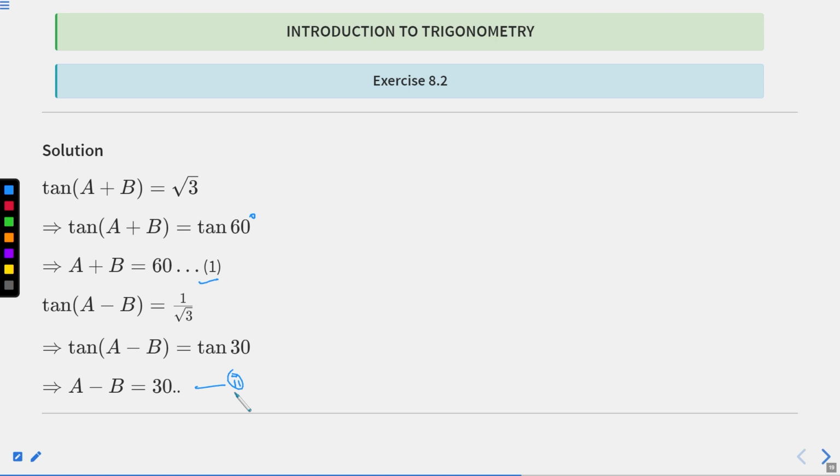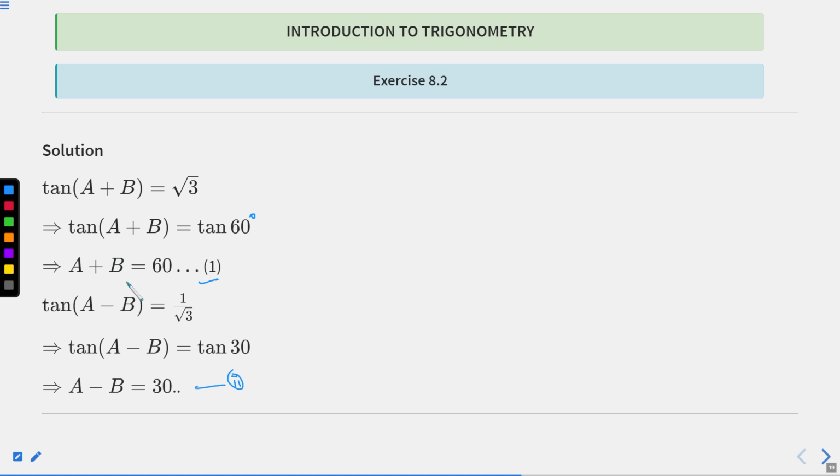So here basically we get two linear equations, and in our previous chapter, the pair of linear equations chapter, we have studied how to solve two linear equations. There we studied two algebraic methods: the substitution method and the elimination method. You can use either the elimination method or the substitution method.